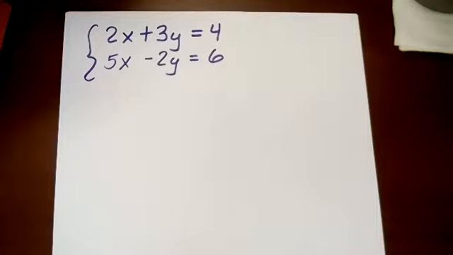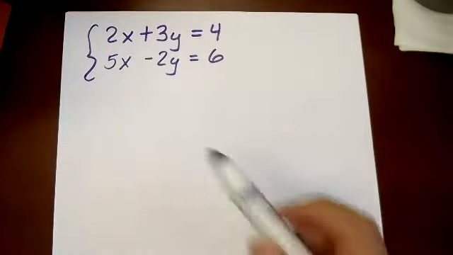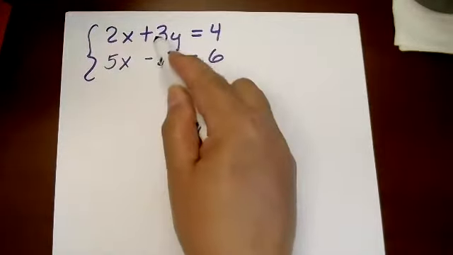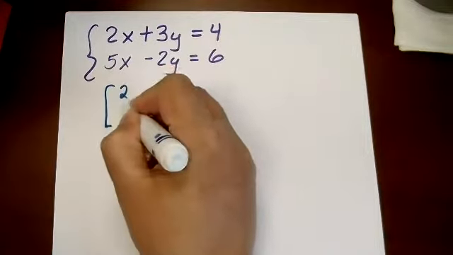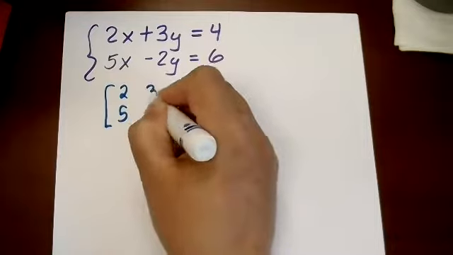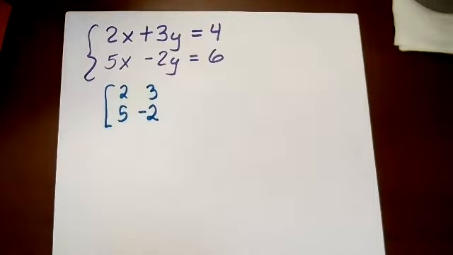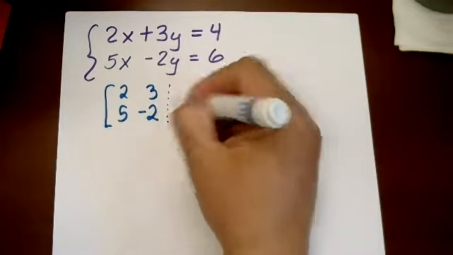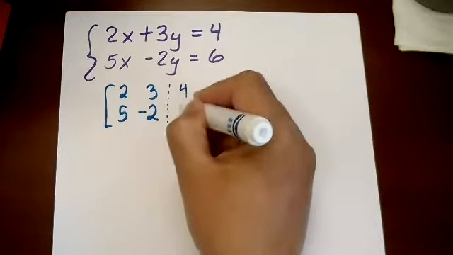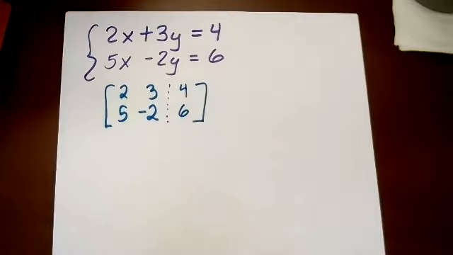So we're going to take the coefficient matrix, meaning the coefficients of the x's and the coefficients of the y's. So 2 and 5, 3 and -2. And we're going to augment it with the answers on this side, or the constants. So that is the augmented matrix.